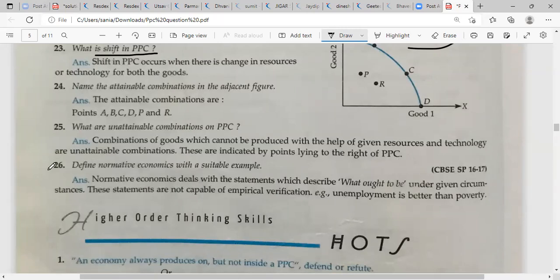Okay. Next is define normative economics with a suitable example. Normative economics basically deals with statements which describe what ought to be, and you already know. For example, unemployment is better than poverty. This is a suggestion, an opinion, right? So this is an example of normative economics. Clear? Yes, ma'am.